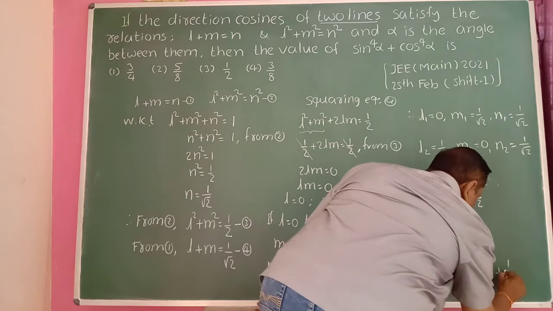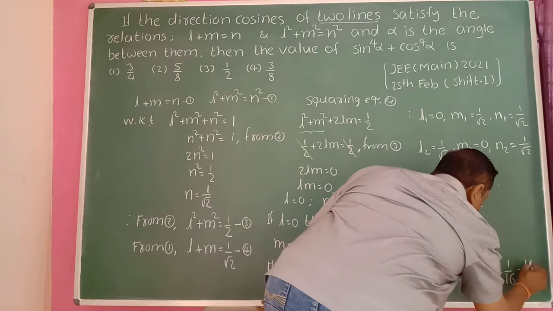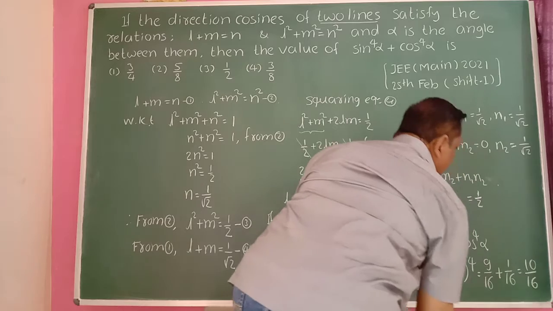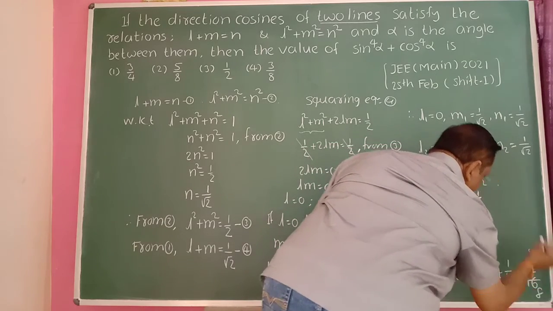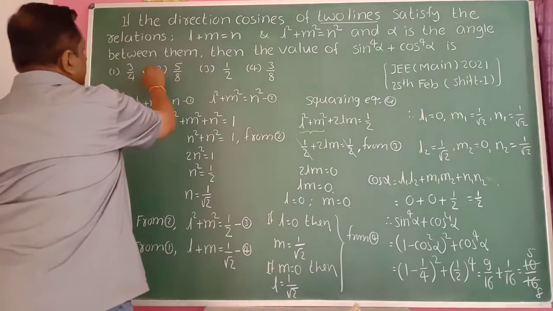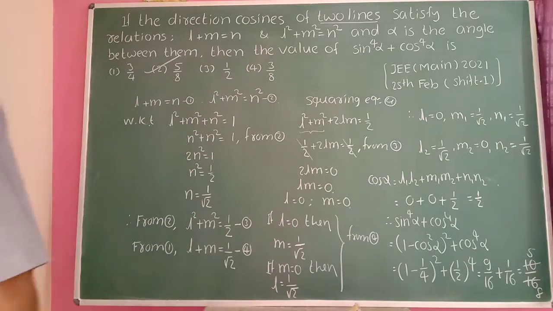Plus (1/2)⁴ becomes 1/16. It is 10/16. Then 2 fives are 10, 2 eights are 16. So 5/8. The second option is correct. Yes, 5 divided by 8.